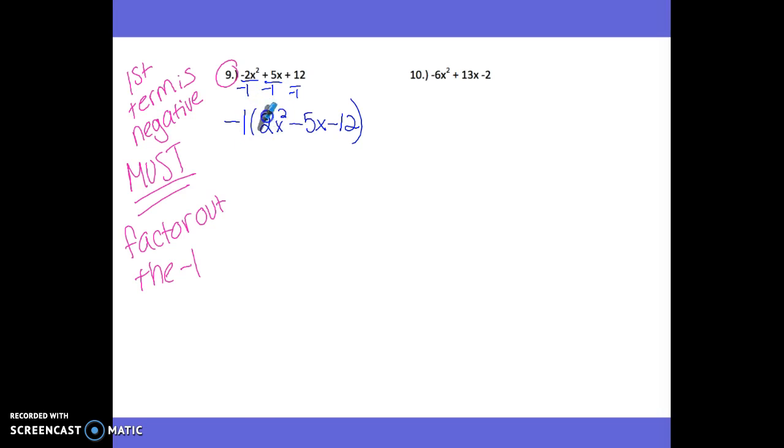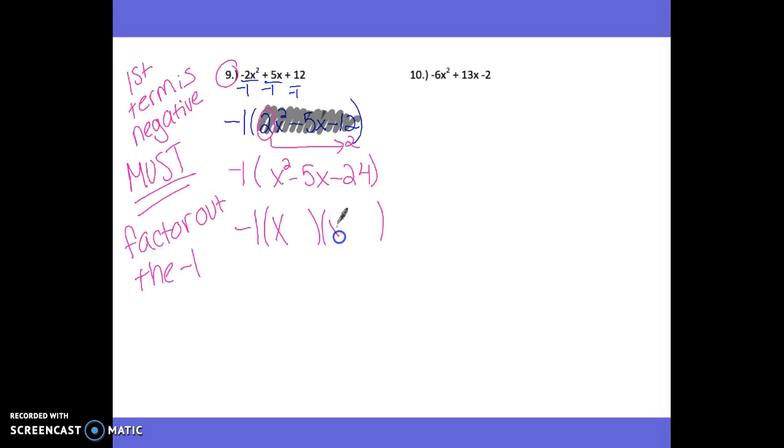Now we're going to do the inside by slide and divide. But don't forget, every step along the way, that negative 1 has to come down. So I'm still going to slide it over and multiply by 2. So I have negative 1 times x squared minus 5x minus 24. Factor this normally. So I know I'm going to have negative 1. My two factors, it's going to be x and x.